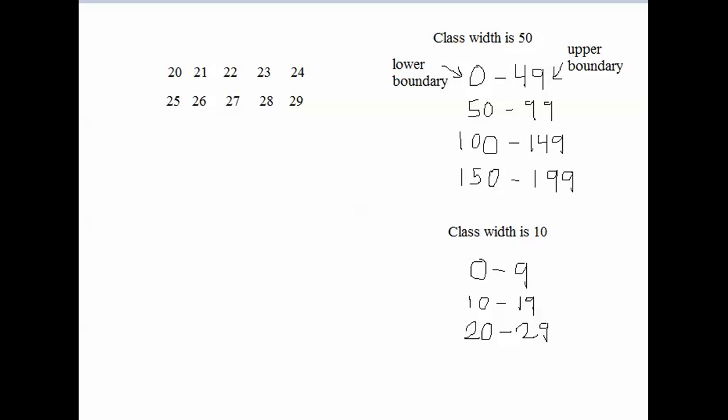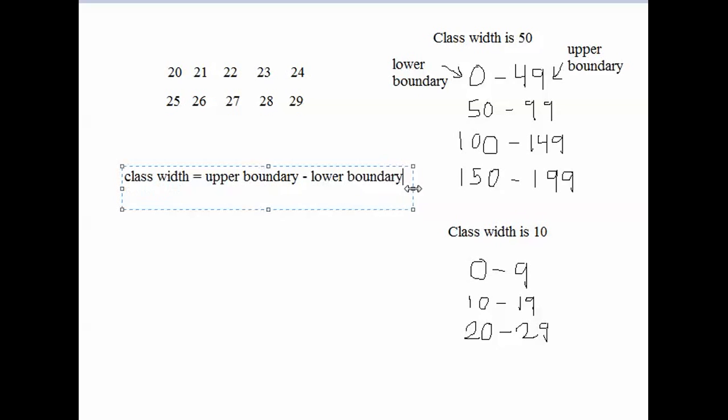So let's use this formula right here. Class width equals upper boundary minus lower boundary plus 1. The upper boundary is 49, minus the lower boundary of 0, which is right here, plus 1 at the end. So what's 49 minus 0 plus 1? 49 minus 0 is just 49, and then 49 plus 1 is 50. So we get our class width of 50.